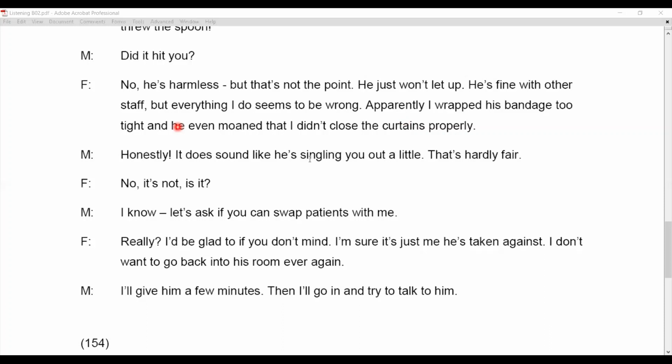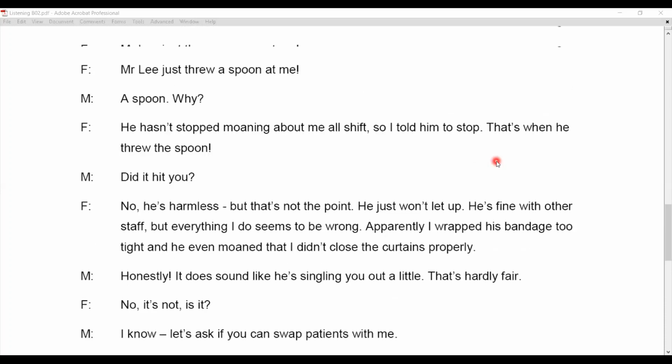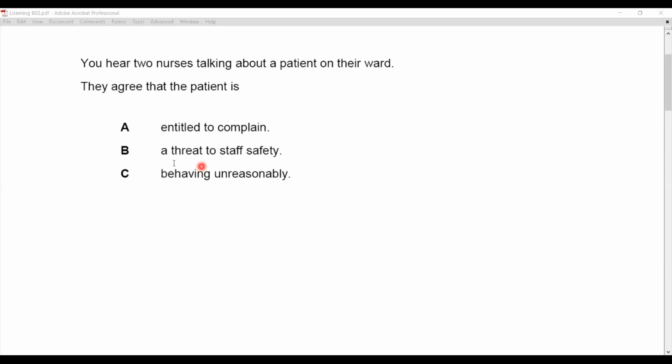Honestly, it does sound like he's singling you out a little. That's hardly fair. Yeah, so that's not fair. They would use those kind of words, hardly, rarely, instead of saying no straight away. So the correct answer here is C, behaving unreasonably, because they said it is not fair, right? The nurse who had the experience was apparently not happy with his behavior, and the male nurse also accepted that.